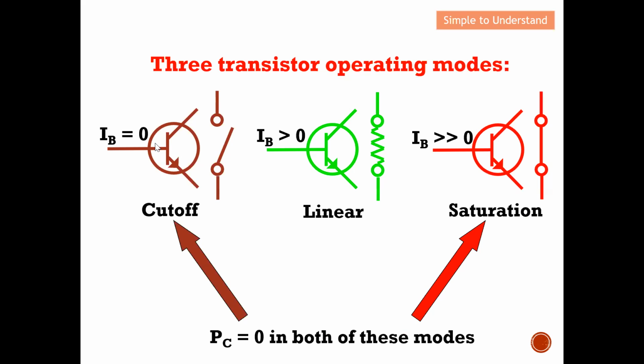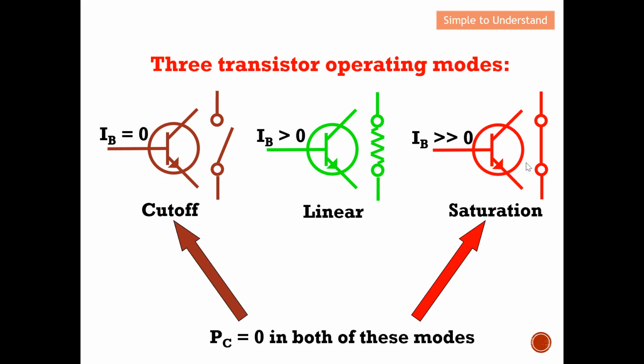So basically these are the three transistor operating modes. Firstly, we have the cutoff. When we have the cutoff, it's like an open circuit. Then we work in linearity, which means that the input and output are basically linear, which is predictable.